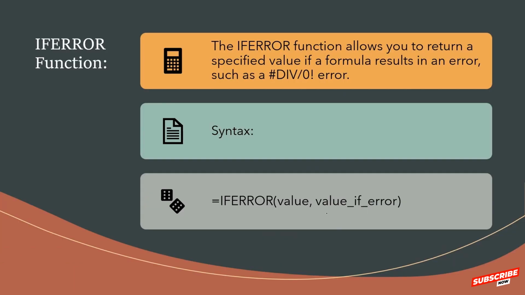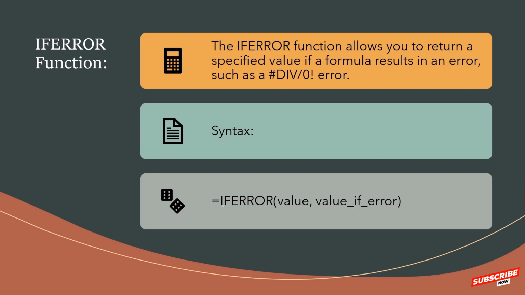So now let's see the next important function, that is IFERROR. The IFERROR function allows you to return a specified value if the formula results in an error. So let's take one example. When we try to divide any value in any cell by 0, it generates a divide by 0 error. In the same manner, when we make different mistakes in writing formulas, different types of errors will be visible to us, like reference error, no value error. There are different types of errors in Excel.